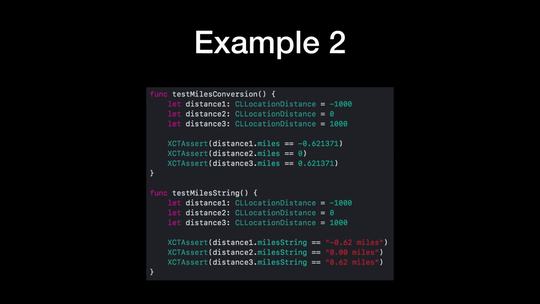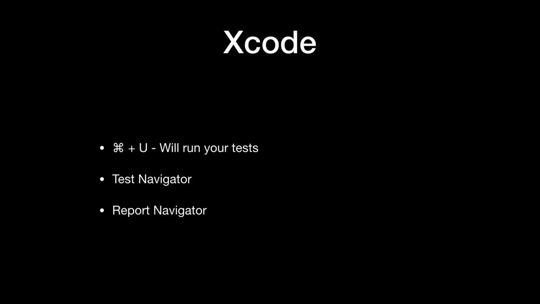So those are a couple of examples of pulling out code that was tightly coupled to something it maybe didn't need to be, pulling it out into a separate logical unit and making it easier to test. Now I'm going to show you a little bit of Xcode and how tests are integrated into the IDE. To run your tests, you just do Command U. You can also run them from the command line if you want.